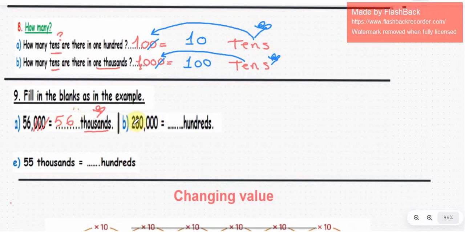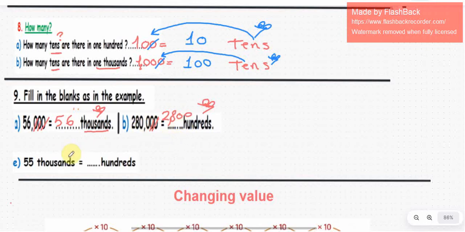Letter B. 280,000 equals how many hundred? So the word on the right, hum. So 100 eats 2 zeros. 1, 2. And write the rest. And don't forget to put the comma.